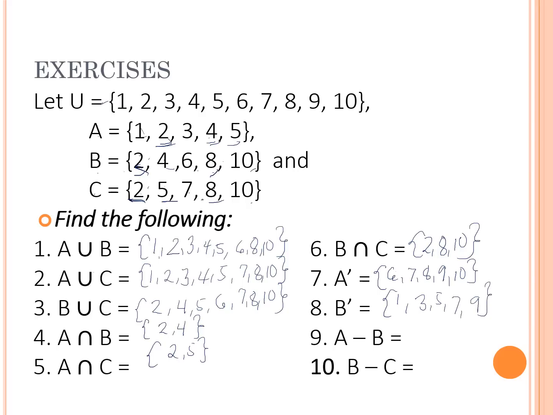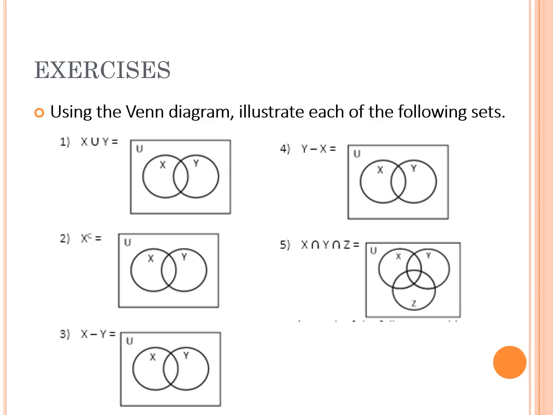A minus B, remove the elements of set B from A. So we will remove 2 and 4. We are left with 1, 3, and 5. Number 10, B minus C, remove the elements of set C. So remove 2, remove 8, remove 10. We are left with 4 and 6. That is the answer to numbers 1 to 10.